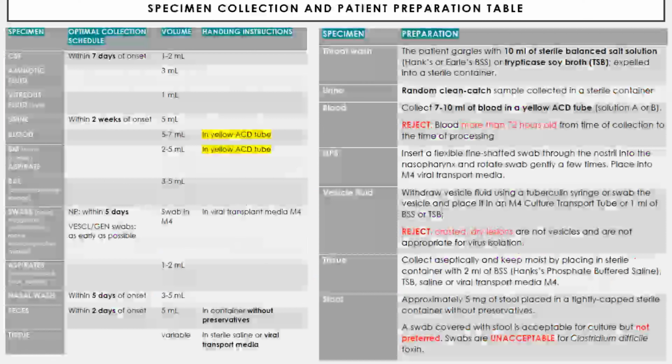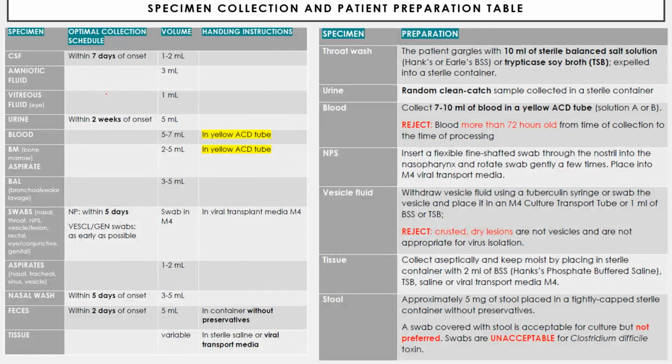So this is the specimen collection and patient preparation table. So let's discuss them one by one. For CSF, class, the optimum collection schedule is within 7 days of onset. Volume is 1 to 2 ml. For amniotic fluid, 3 ml. For vitreous fluid found in the eye, 1 ml.